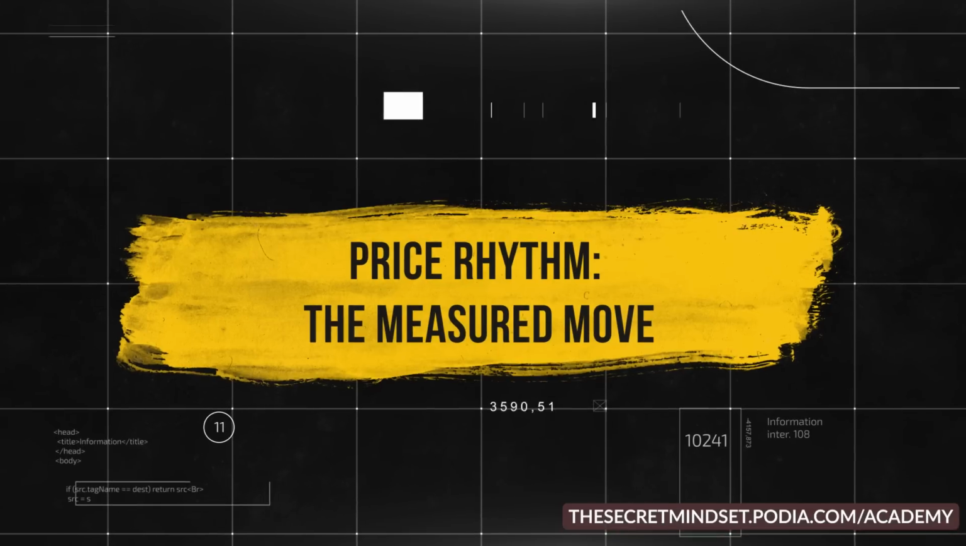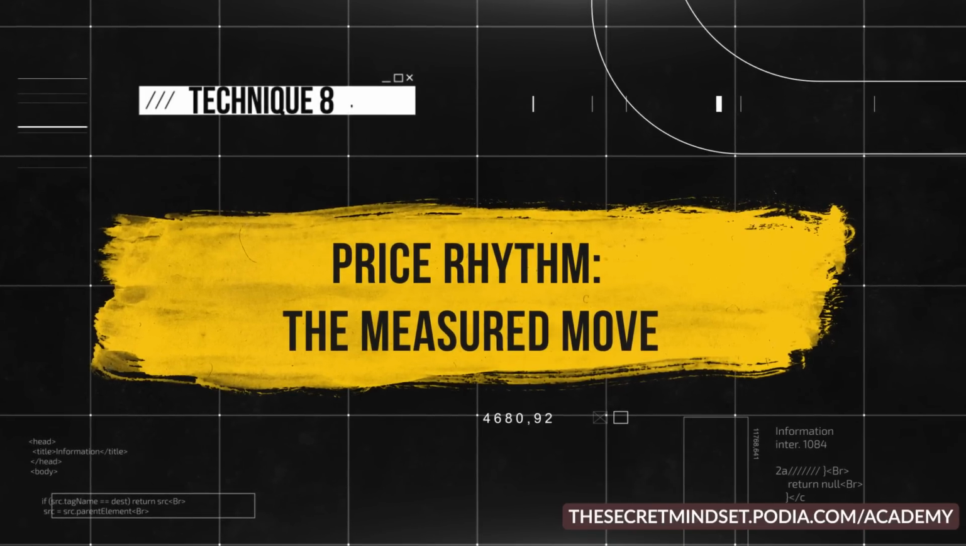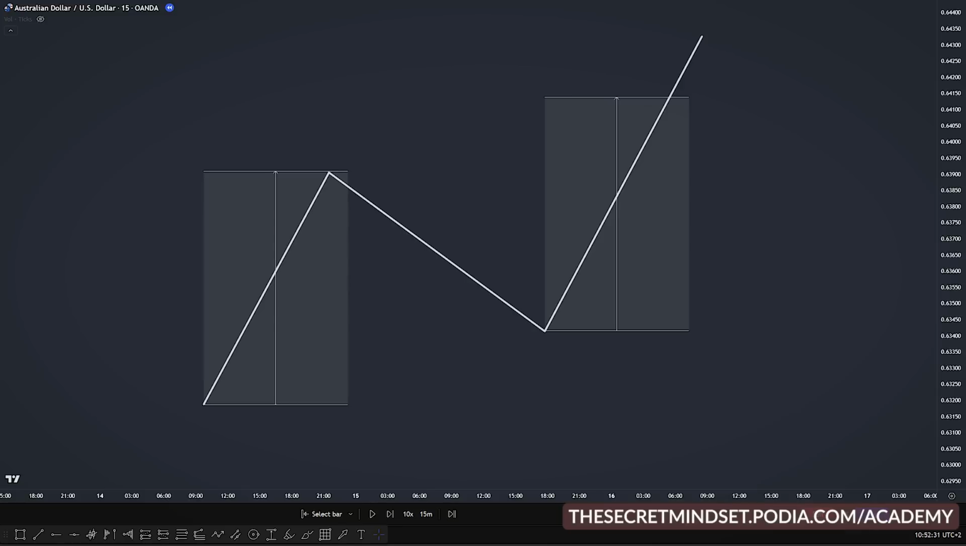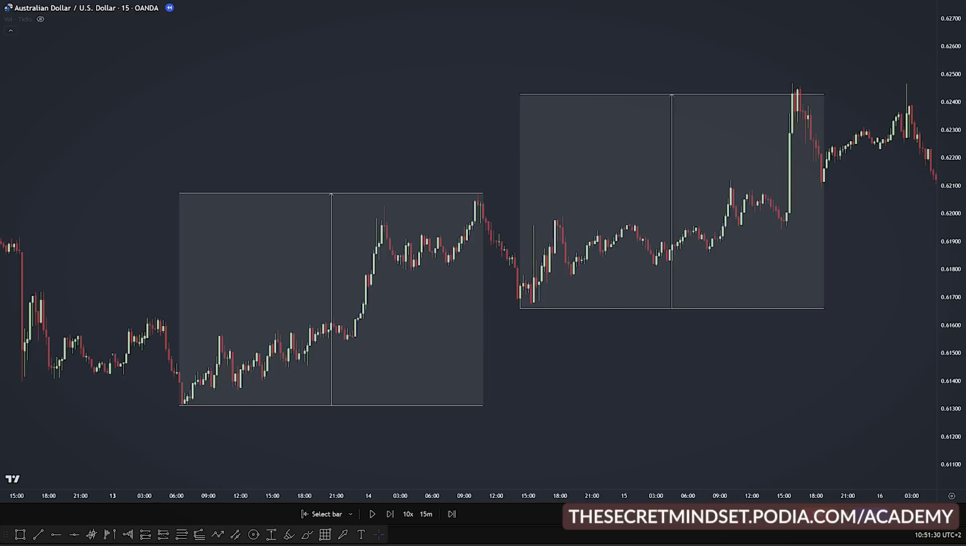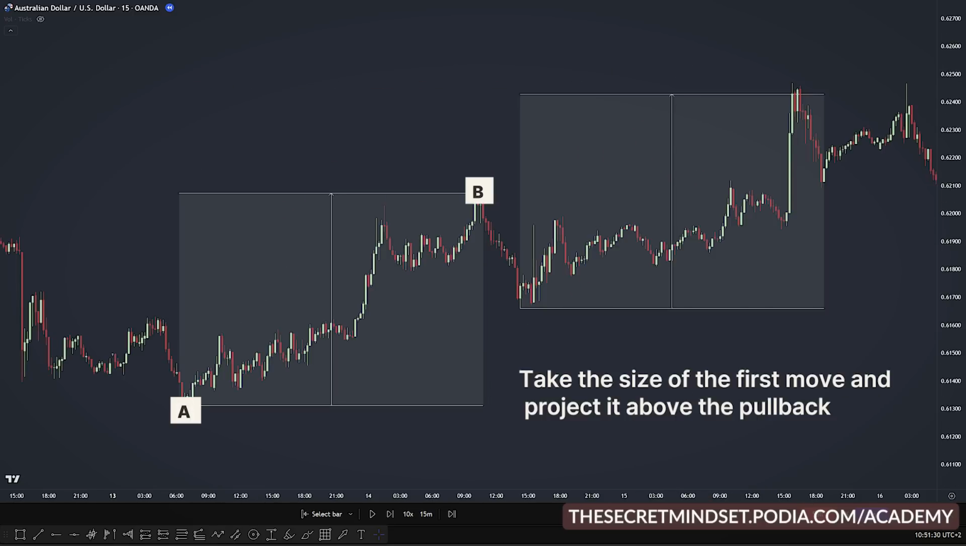Identify a measured move to see how price might extend in a trend. Picture a market that rises a certain distance, then pulls back, and then drives higher again. That distance from the first surge often helps you estimate how far the next wave might go. You take the size of the first move and project it above the pullback. This is a measured move, a quick way to guess a possible target.